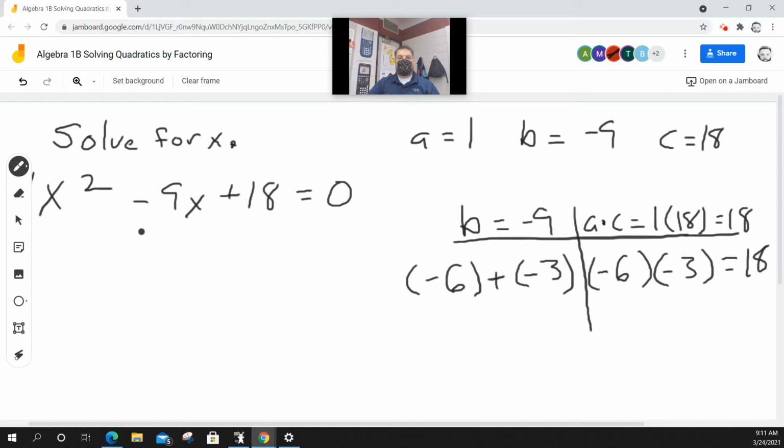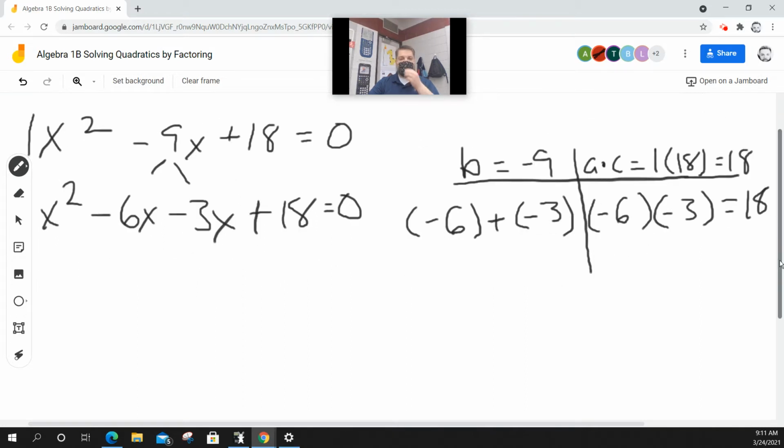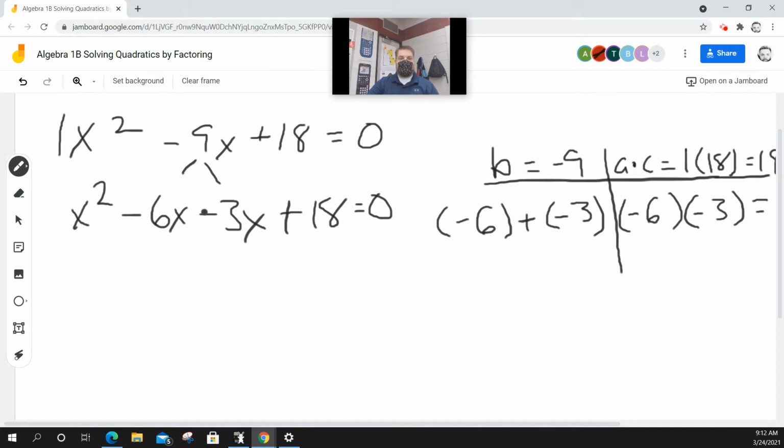Positive 18. So what I'm going to do is I'm going to split these up into negative 6x minus 3x plus 18, and that equals 0. Now, when we guess and check, this is kind of what we're doing in one swoop, and it's okay to apply it to this one too. The AC method works always. So now I'm going to take, I love how you guys automatically called it a T-chart.